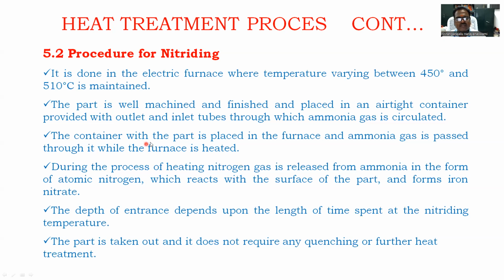The container with the part is placed in the furnace and ammonia gas is passed through it while the furnace is heated. During the process of heating, nitrogen is released from the ammonia in the form of atomic nitrogen, which reacts with the surface of the part and forms iron nitride. The depth of penetration depends upon the length of time spent at the nitriding temperature. The part is taken out and does not require any quenching or further heat treatment processes.